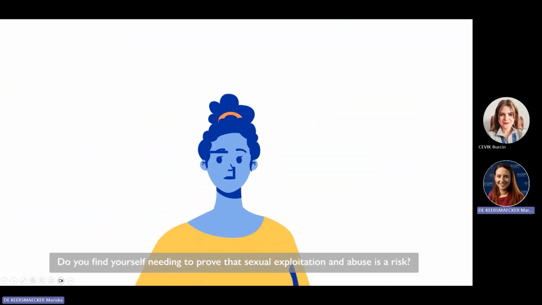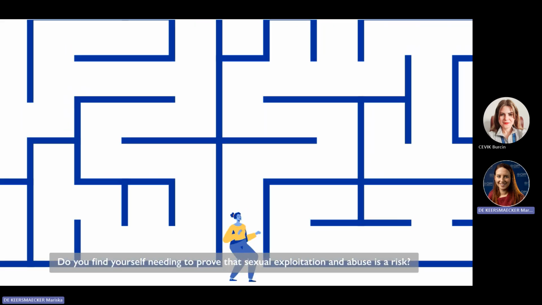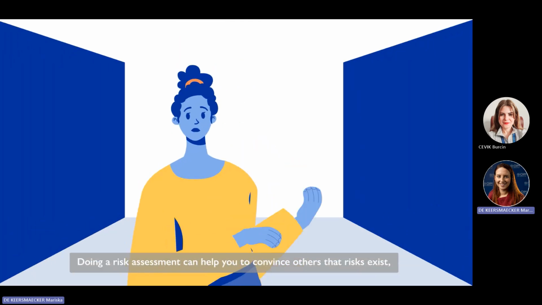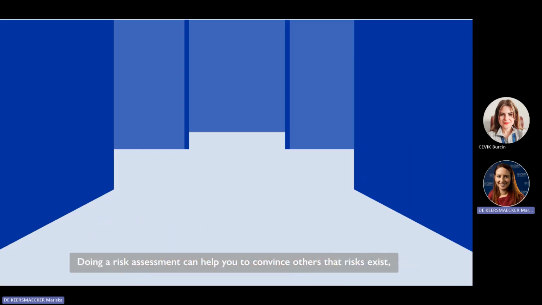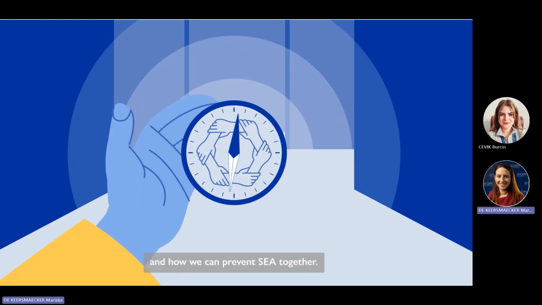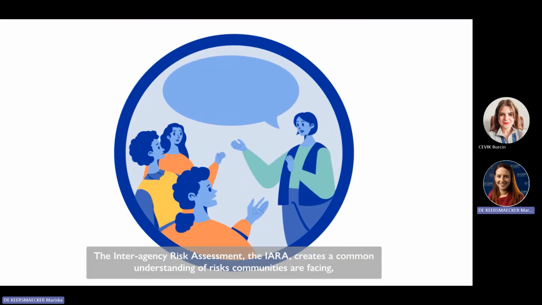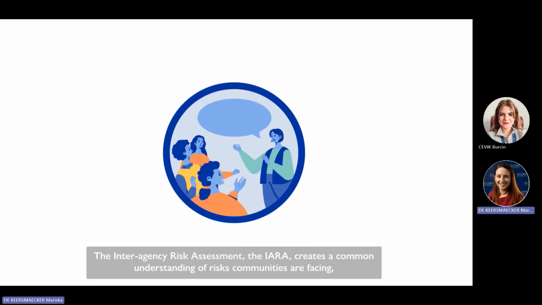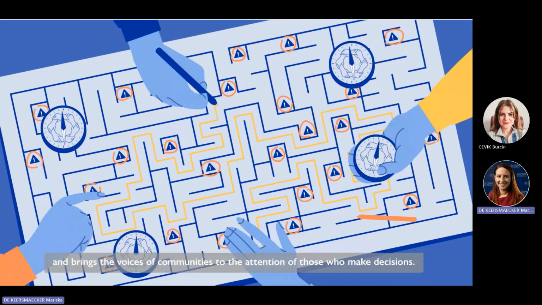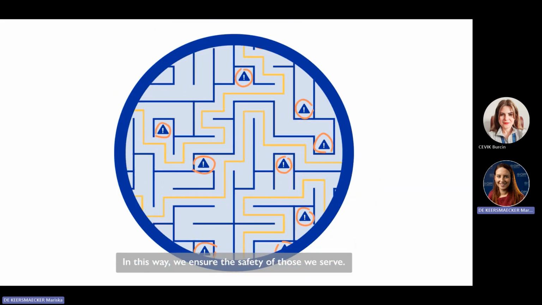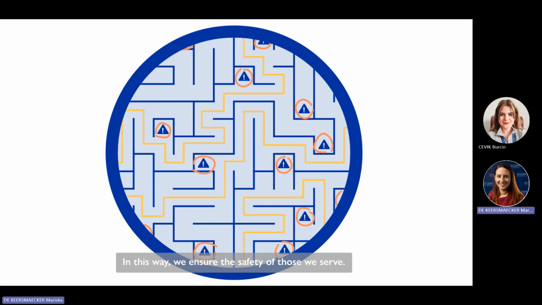Do you find yourself needing to prove that sexual exploitation and abuse is a risk? Doing a risk assessment can help you to convince others that risks exist and how we can prevent SEA together. The Interagency Risk Assessment creates a common understanding of risks communities are facing and brings the voices of communities to the attention of those who make decisions. In this way, we ensure the safety of those we serve.